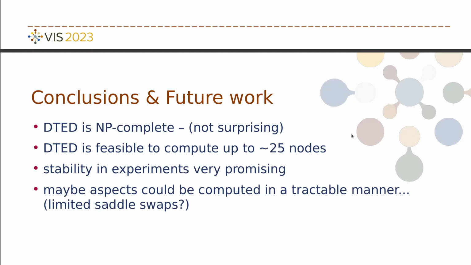Okay, so what are the conclusions? Well, the deformation-based edit distance is hard to compute. It's NP-complete. However, it is feasible to compute it for small trees, and the stability in the experiments is very promising. And so the hope for the future would be that maybe we can take some aspects of it, make them tractable, and also increase the stability of the other edit distances in a more scalable way. Okay, thank you for listening. That's it.